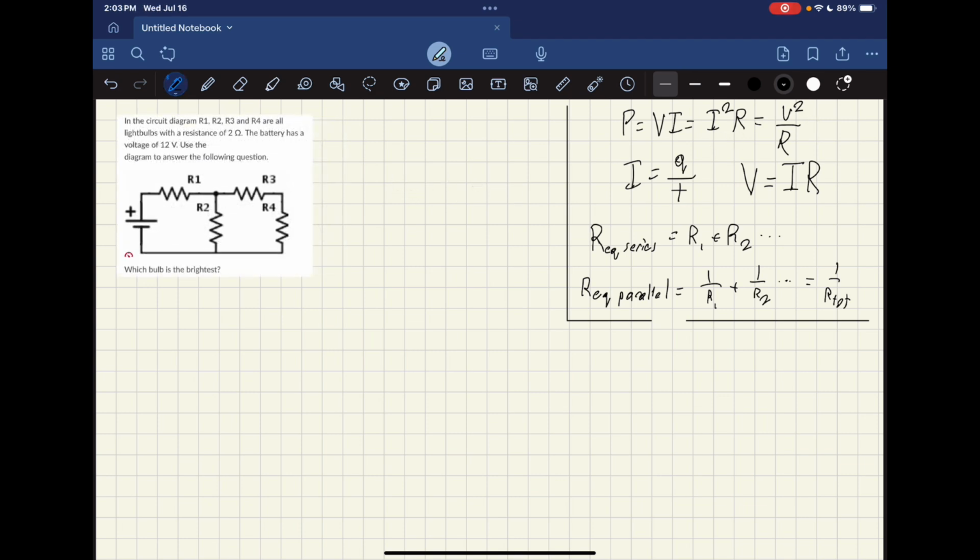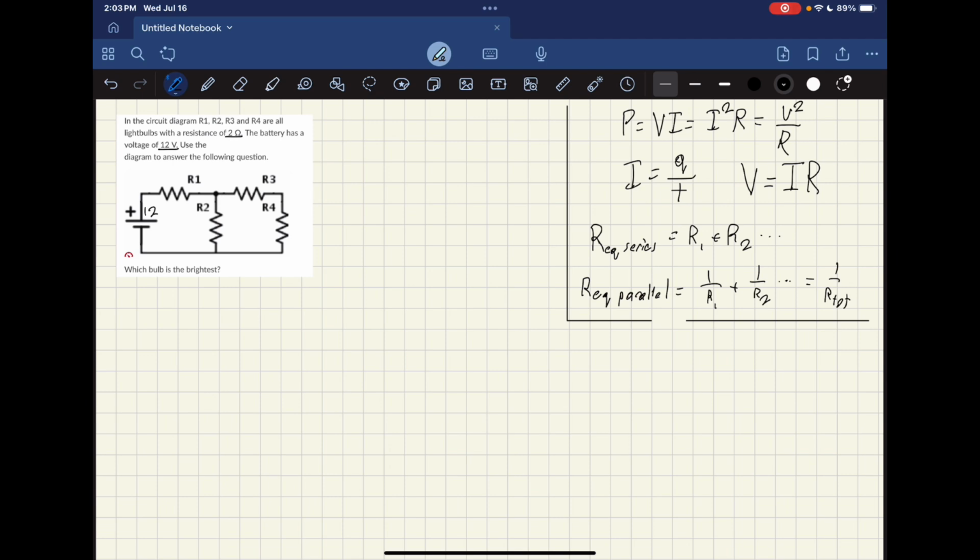Okay, last question here. We have circuits R1 through 4, and they're all light bulbs with a resistance of 2 ohms. The battery has a voltage of 12 volts. I'll write a little 12 next to this. Use the diagram to answer the following question. Which bulb is the brightest?